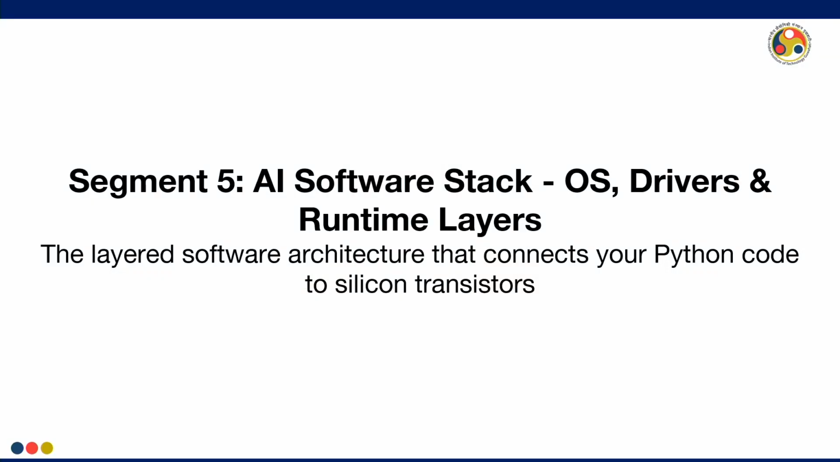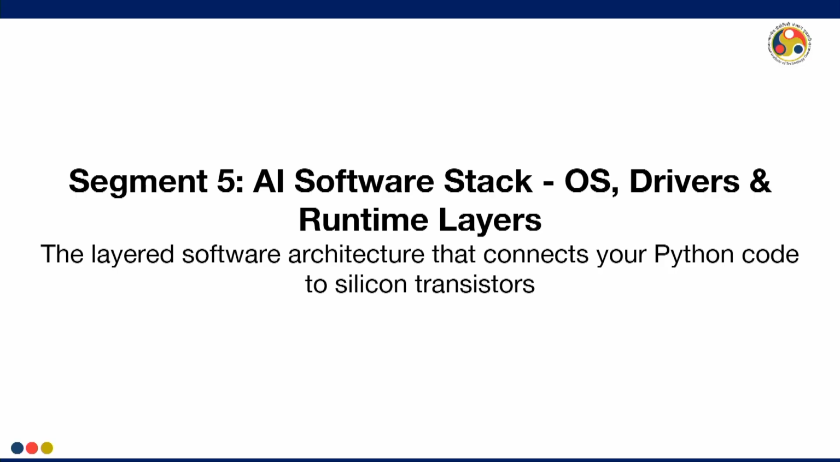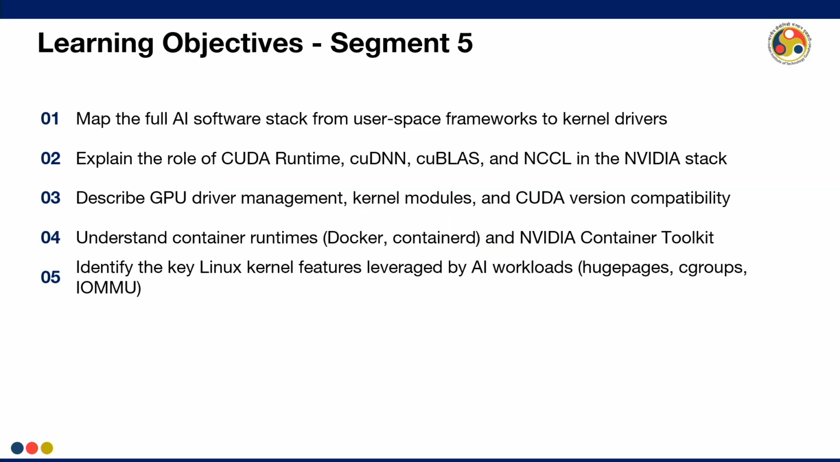In this segment, we'll talk about the software stack. We said that we will map each layer in the software stack to exactly where it runs and how it can be optimized. From the perspective of the OS, operating systems, drivers and runtime layers, we will see what the layers are that individually contribute to the deployment of AI workloads and how we can optimize them. This is the layered software architecture that connects your Python code to the silicon and transistors which actually run your code. We will see how to map them, and there are 5 things we will cover.